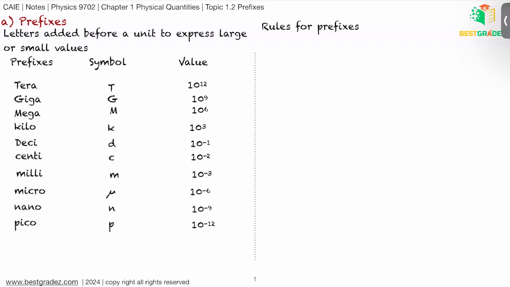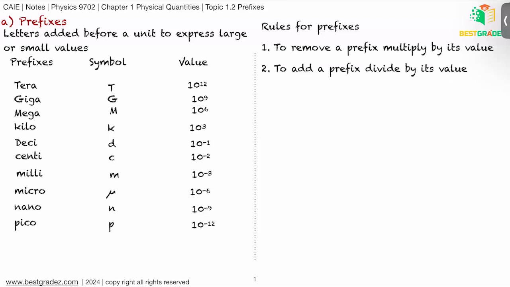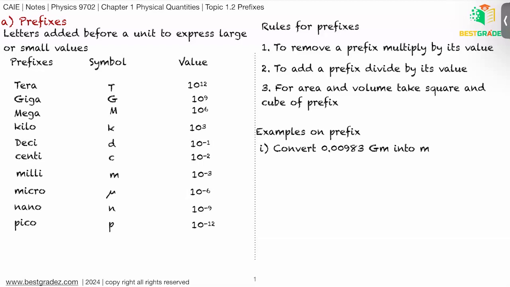Now, it's not just memorizing these values that you should do, obviously, but we need to know how to process them. Even the processing is the same as IGCSE, in which if we remove a prefix, we multiply by its value. If we add a prefix, we divide, and for area and volume, we take square and cube. Okay? So for example, even the examples initially are the same.